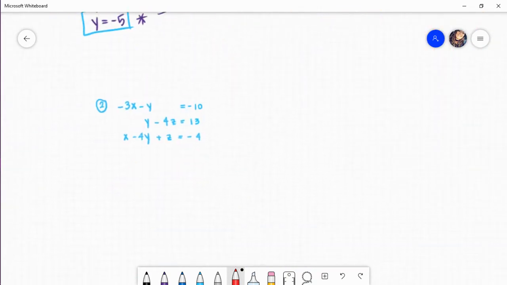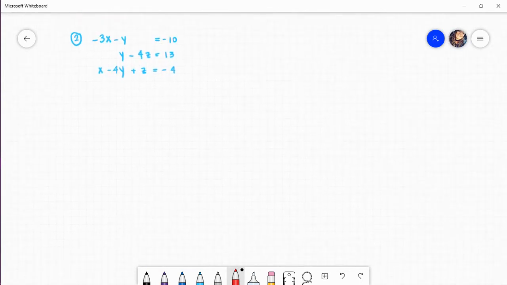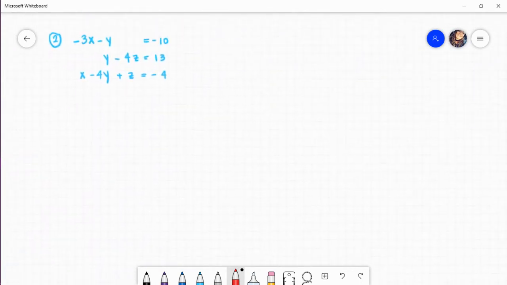Okay, so let's go ahead and do this second example right here. If you notice, the way it's written already looks a little different. That first equation is negative 3x minus y equals negative 10. There's not a z variable. They actually help out a little bit by putting it the way that it is. And then the second equation is missing an x variable. The third equation has all of them.